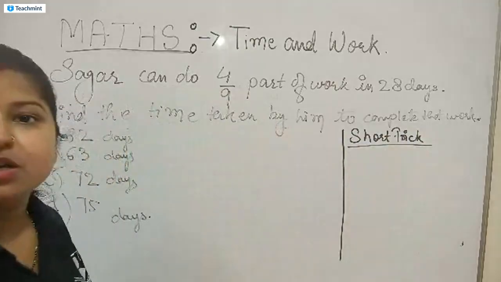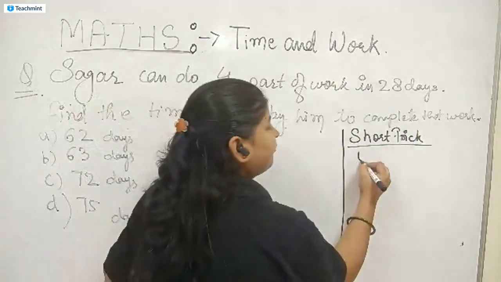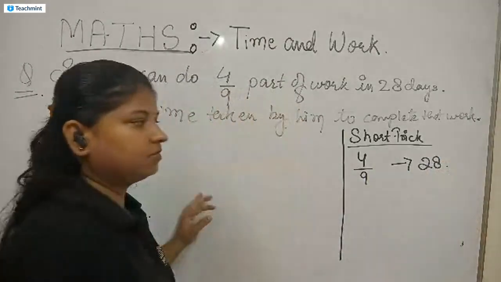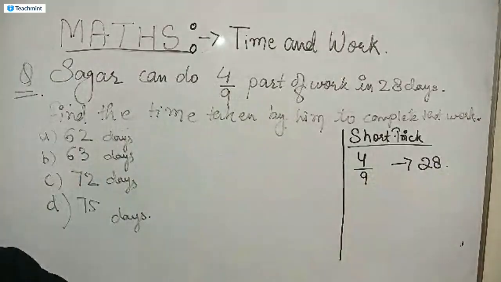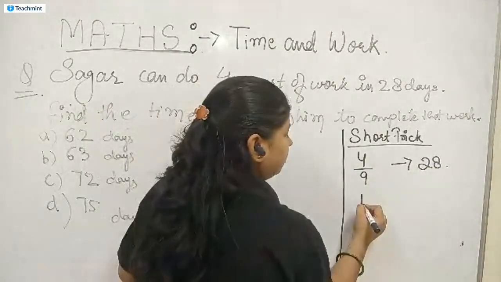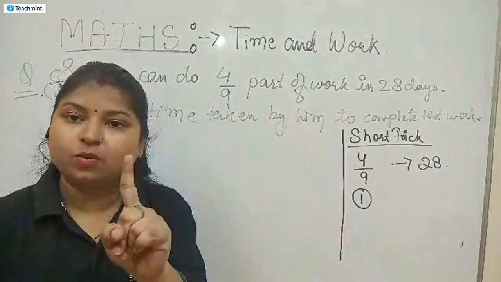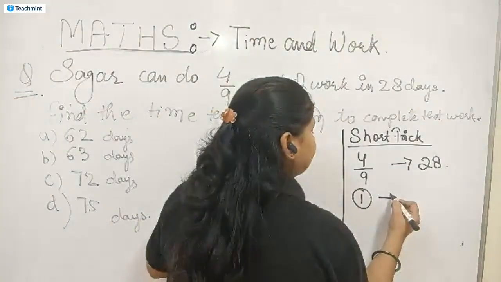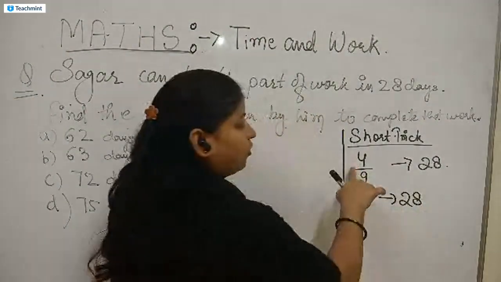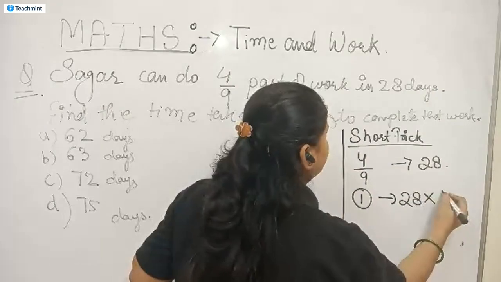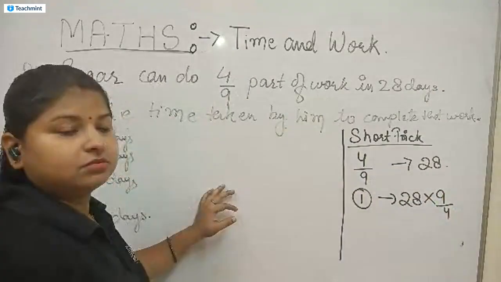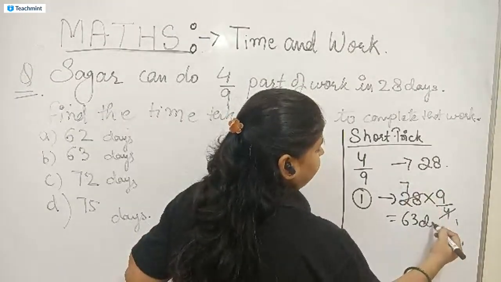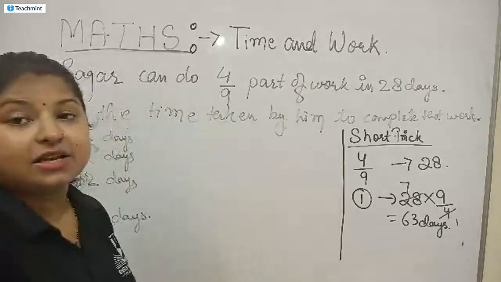Short trick is, if 4 by 9 work is done in 28 days, the total work is always 1, right? So one work will be completed in how many days? 28. This 4 by 9 when shifted to the other side becomes 9 upon 4. So 4 1 is 4, 4 7 is 28. So 63 days.